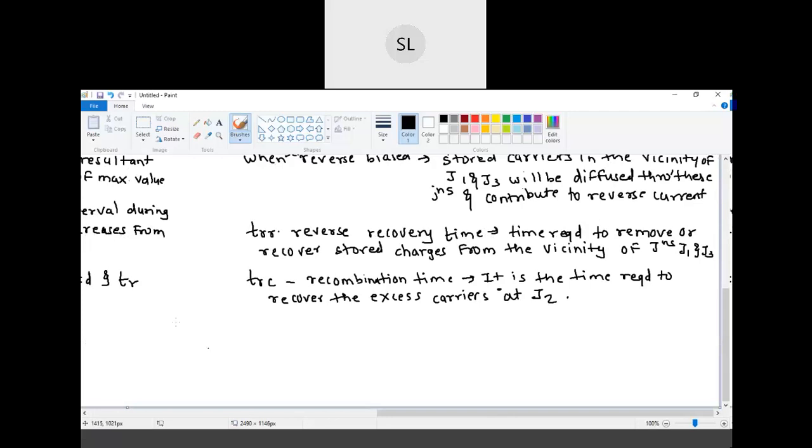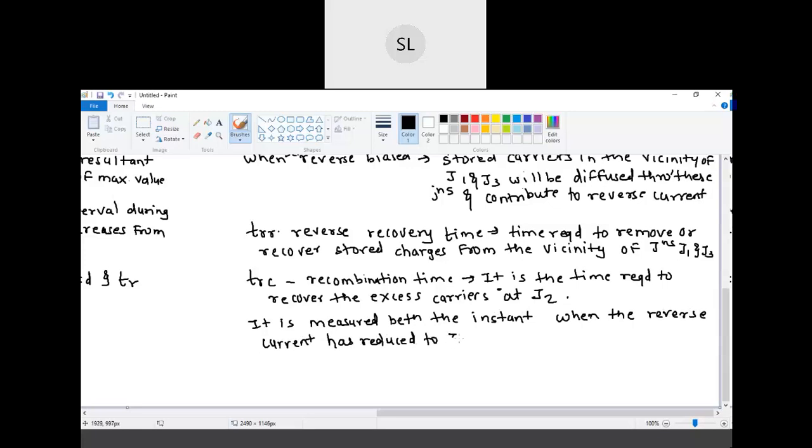So this recombination time is measured between the instant when the reverse current has reduced to zero, or we can say that actually it is a leakage value but it is approximately equal to zero, to the instant when the thyristor is capable of withstanding the forward voltage.